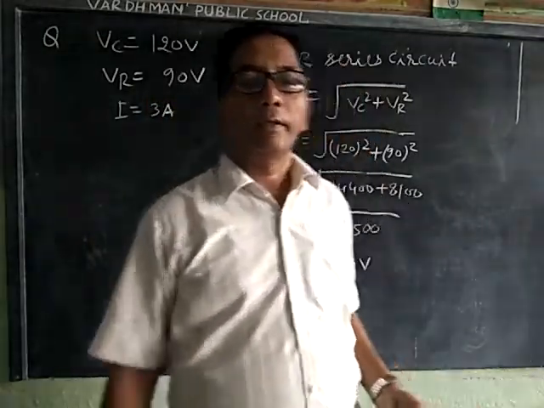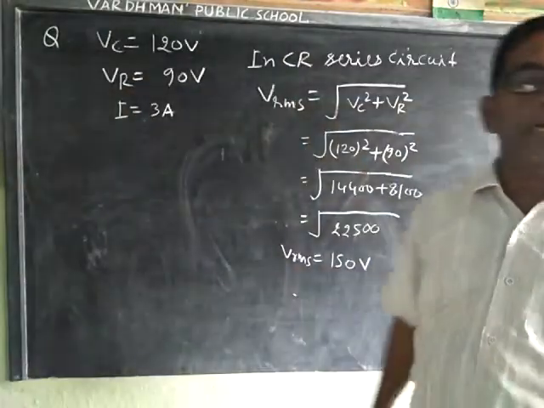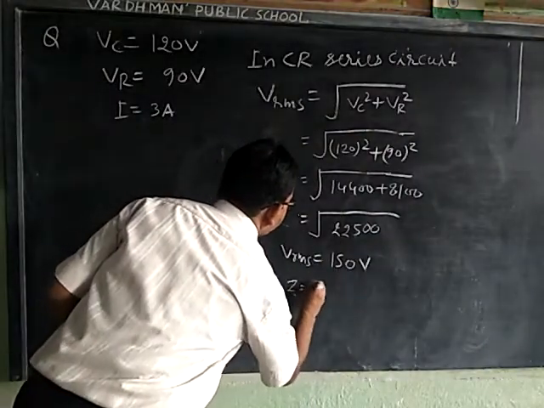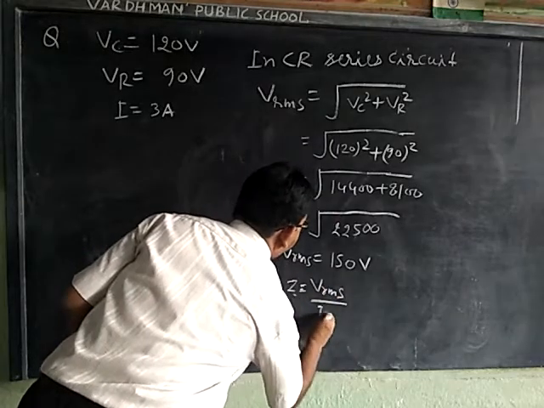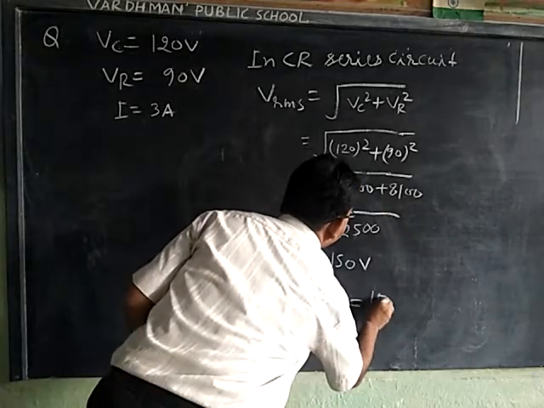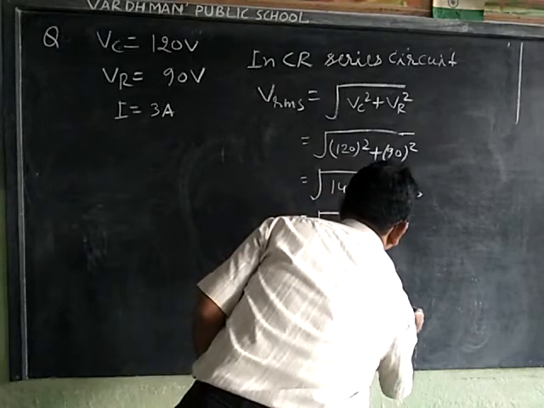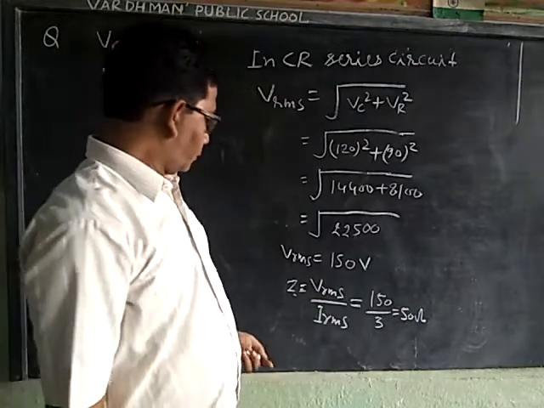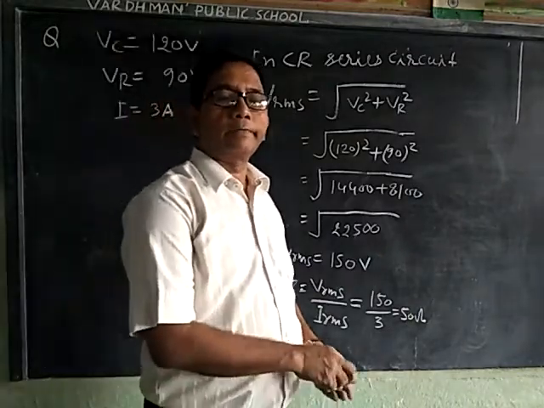Now we know Z is equal to VRMS upon IRMS. VRMS is 150 and IRMS is 3, that is 50 ohm. We have calculated the impedance.